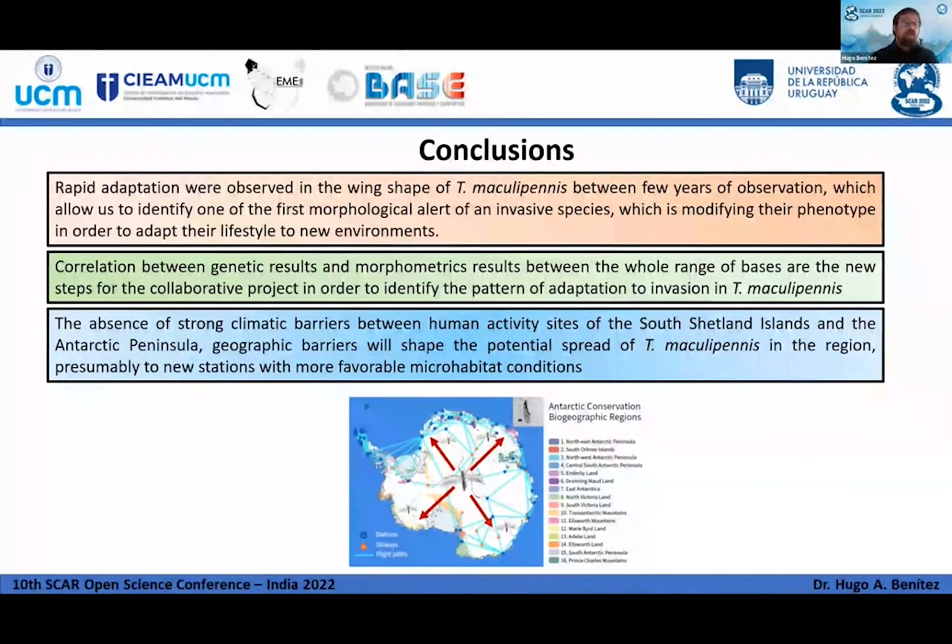Finally, we just have to worry and ask that all researchers working in some station, who have samples or can sight maculipennis at their bases, let us know, because we are trying to avoid this final picture here, that maculipennis is adapting very quickly. Now we only see it in King George Island, but we may finally see a more widespread population.